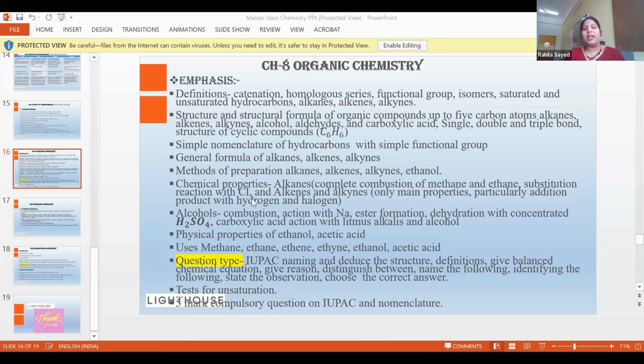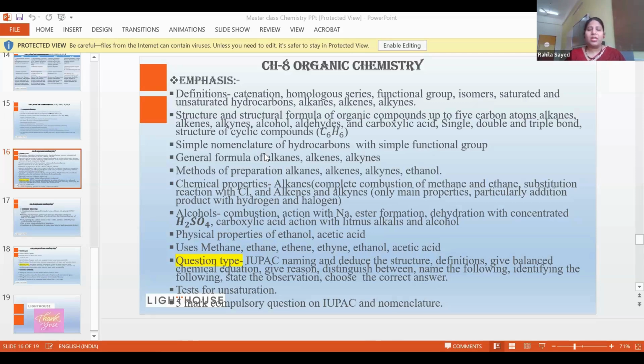Next, the chemical properties of alkanes, that is the complete combustion of methane and ethane, the substitution reactions with chlorine in alkanes, then for alkenes and alkynes only main properties, particularly addition product with respect to hydrogen and halogens, are asked. So don't do the entire thing. Stick to the syllabus. Then alcohols: again combustion, action with sodium, ester formation, dehydration with concentrated sulfuric acid; carboxylic acid: action with litmus, alkalis and alcohols. Then physical properties of ethanol, acetic acid, and uses of methane, ethane, ethene, ethyne, ethanol and acetic acid are always asked.